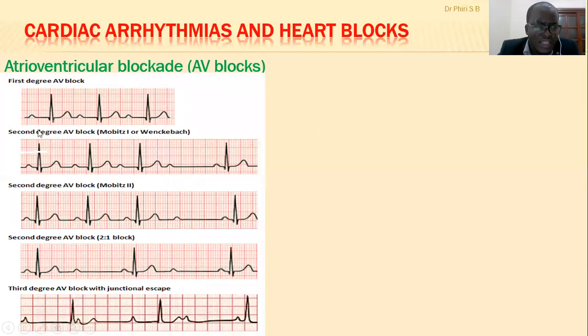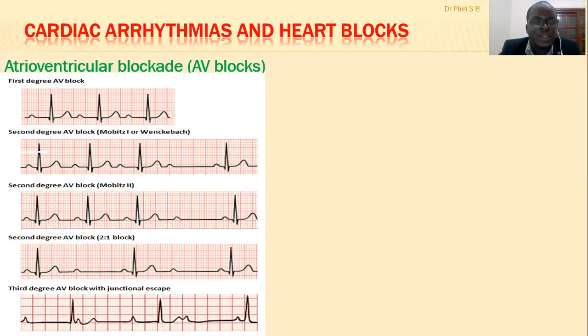So you can see there are different classifications or different types of AV blocks. There is first degree AV block, second degree AV block, and then you also have another second degree AV block because you have different types. You have Mobitz type 1, which is also called Wenckebach. And then you have second degree AV block, Mobitz type 2, and then you have other classifications whereby you have second degree, that is called 2 to 1 block. I'll explain all that. In the third degree you have complete blockade of the AV node, so there is no communication between the atria and the ventricles.